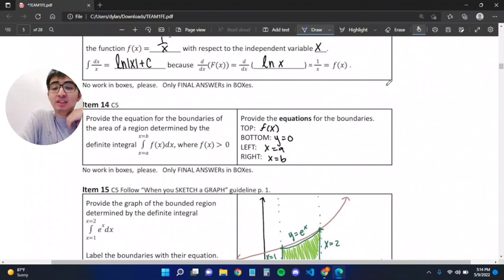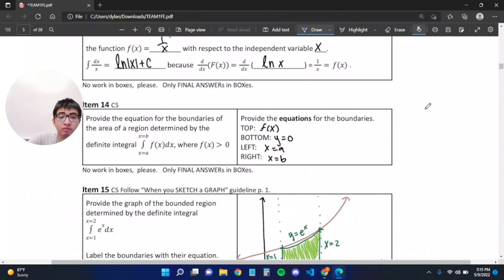For question 14, it provides the equation of the boundary, with the boundaries of the area determined by the given interval, while x is less than 0. From what we can tell, the top would be f of x, the bottom would be y equals 0. The x's for the left and right would be x equals a and b respectively.